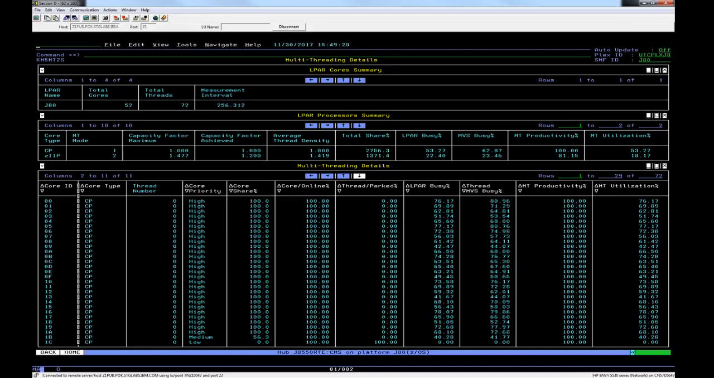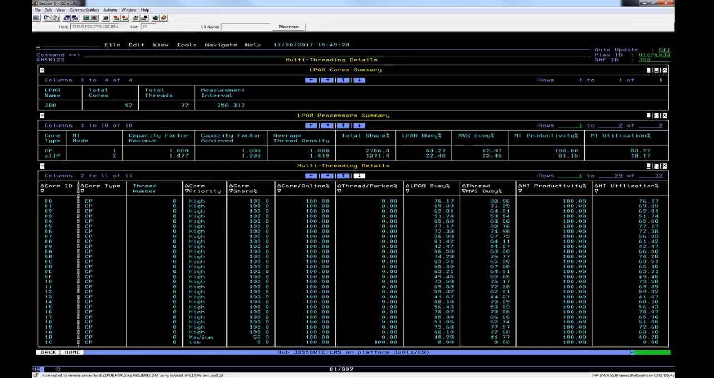And then within that capacity factor maximum, the factor achieved is going to be some percentage of the maximum. That's reflected, if we go over to the right, in the multi-threading productivity percentage, which is basically the capacity factor achieved divided by the maximum. And the multi-threading utilization percentage is actually a function of the ELPro busy percentage. And here we see for the zIPs of the physical processor, the core utilization is 22.4%.